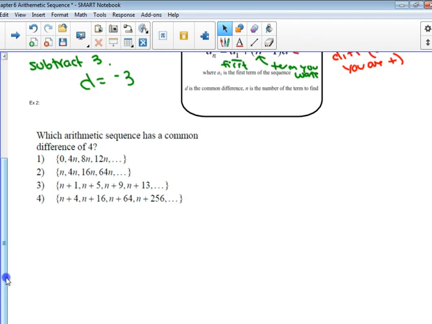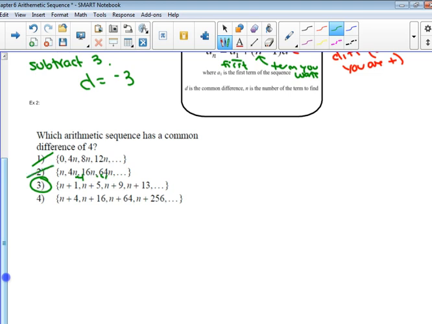Alright, Vinny, you're right. It is choice 3. Because in this one you guys are looking at adding, but if you took 4n and you added 4, are those like terms? No. So when you go from 4n to 8n, it's multiplying by 2. So it can't be choice 1. Same thing in here. This one's being multiplied by 4. So we can't do that one.